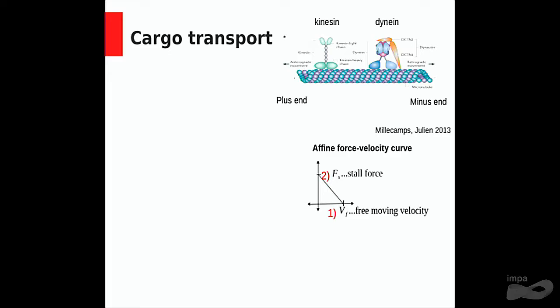There's a standard model for that, and that standard model is what is called this affine force velocity curve. It tells us that if those motors are free to move, then they move at what is called the free moving velocity. And if they experience some force, some opposing force, for example, friction as they move through the cytoplasm, then that slows them down. And if that force they experience corresponds to the so-called stall force, then they get stuck. Then they don't move at all. So then their velocity is zero.